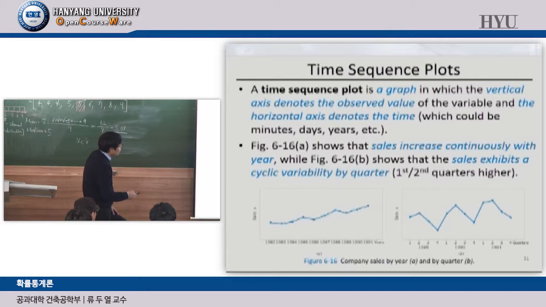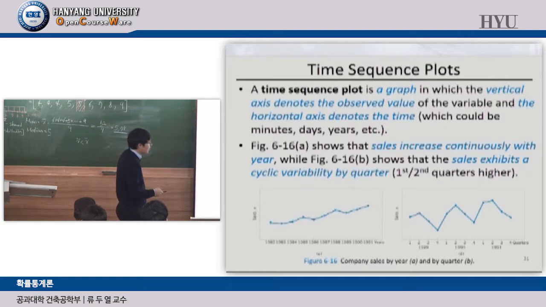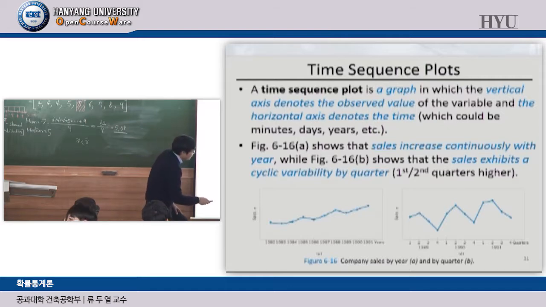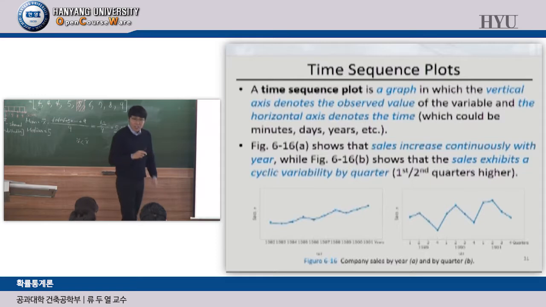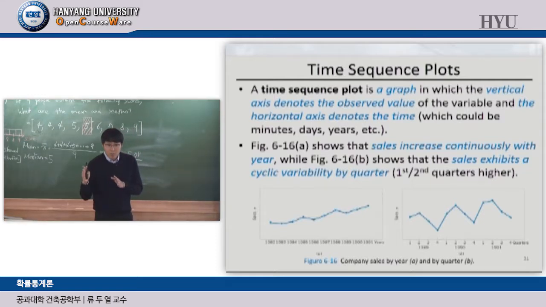But figure 6-16b shows that the sales exhibit a cyclic variability by quarter, regardless of the year, which means this kind of cyclic change of the sales is obtained. Regardless of the year, the first and second quarters always have higher values than the third and fourth quarters here, right? So from this time sequence plot, we can determine the change of the data points according to the time, okay?